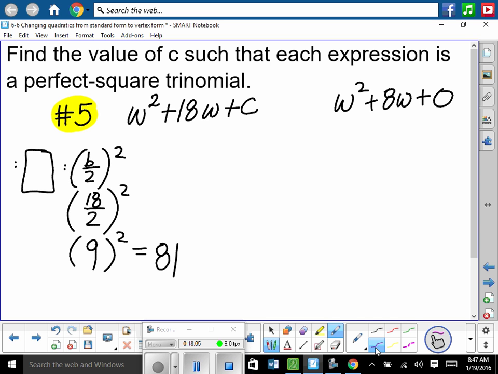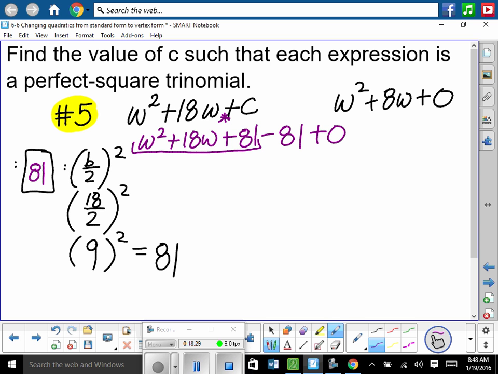So this is our square, right? This is where we would be going. We insert that after our bx value. So we'd be doing w squared plus 18w. Then we do plus 81. You add your square, subtract your square. And then we have technically a plus 0. So then we could factor this. And we know it's going to factor to be what was inside before you squared it. So it's going to be w plus 9 squared and then minus 81 because we're going to add these two up.